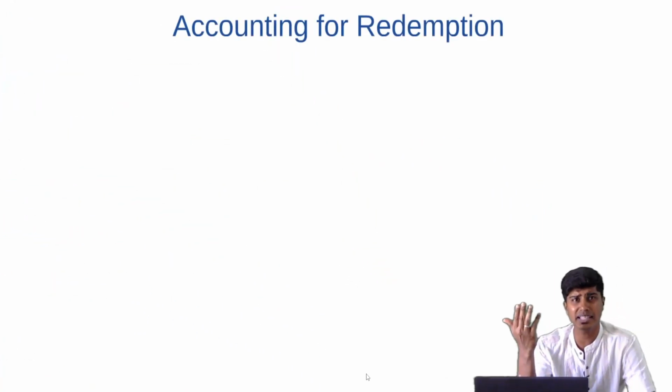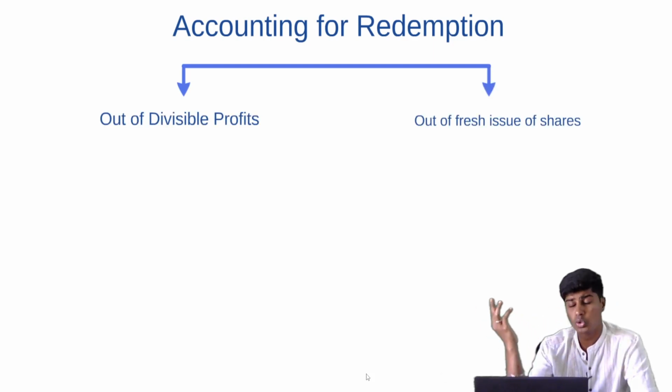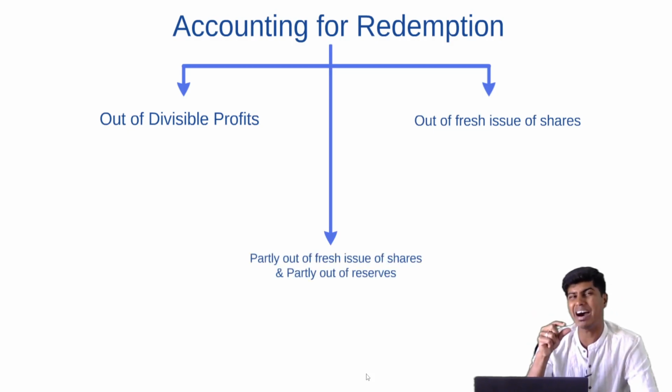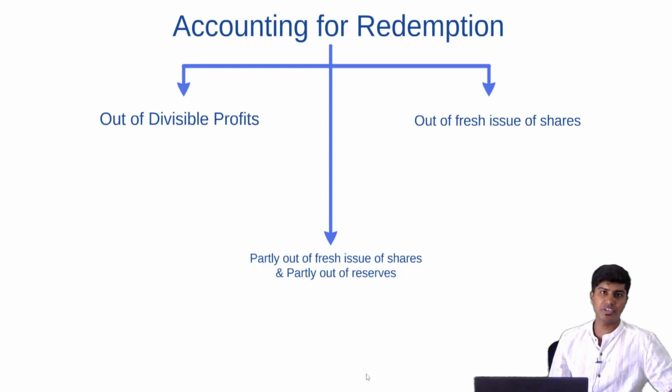Like I mentioned previously, there are three ways in which the redemption is possible. One, out of profits. Two, out of fresh issue. Number three is a combination of both, partly out of fresh issue and partly out of reserves. If I am redeeming my preference shares out of my reserves, at first I need to transfer my entire amount which is there in preference share capital account to preference shareholder.